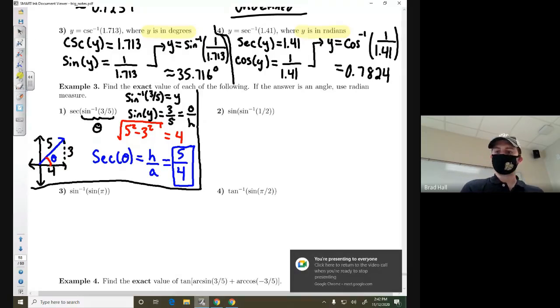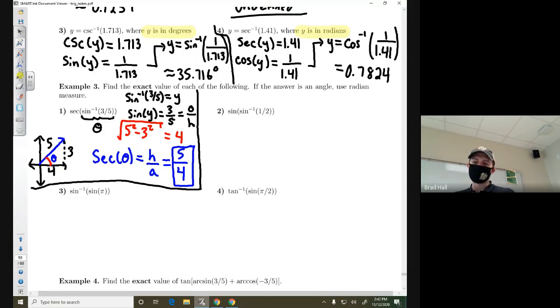Let's look at part 2. Sine of sine inverse of 1/2. Now that may look a little funky because I'm very tempted, so don't do this on your paper, to just cross out sine and sine inverse. But it's not quite that simple. That's misleading, because we'll find out in part 3. Part 2 actually ends up being okay, but in part 3 it's not, for reasons you might not see initially. So in part 2, let's work it out.